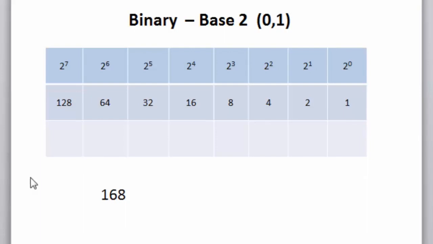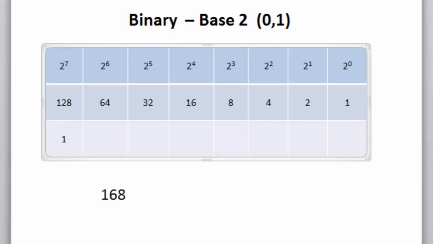So I'll go to the 128's place and ask myself, do I need 128 to reach 168? Yes, I do. So I'll put a 1 there. Now, do I need a 64? I already have a 128. If I add 64, I would get 192 because 128 plus 64 is 192. So the answer is no, so I put a 0. I still have 128 now. Now, do I need a 32? 128 plus 32 is 160, so yes, I could use a 1 here.